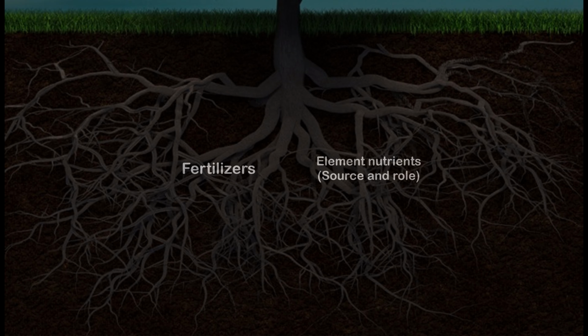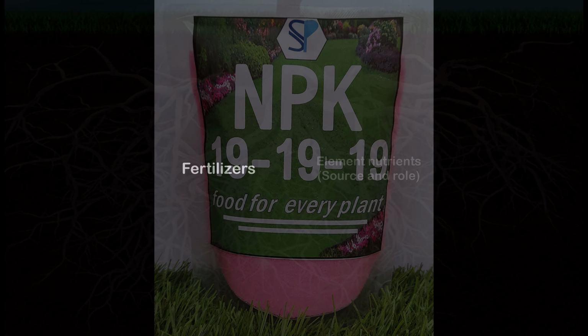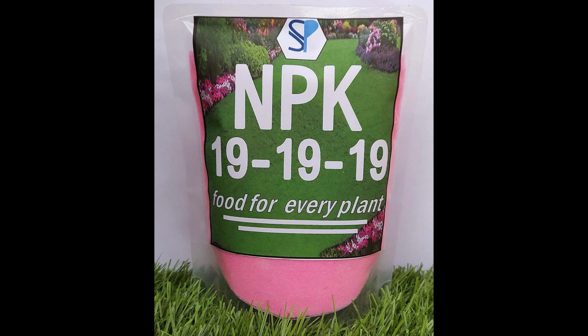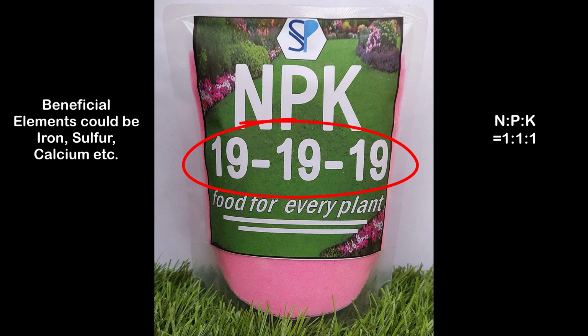This video has two parts: the fertilizers point of view, which I will explain now, and the element nutrients' role and organic sources. NPK fertilizers are very easily available in organic and inorganic forms. Supposing you are buying an artificial one such as this, you may wonder, what are these numbers? These numbers are the proportions of nitrogen, phosphorus, and potassium respectively. In this case, 19-19-19 means that the fertilizer contains 19% of each of those nutrients along with beneficial extra elements.